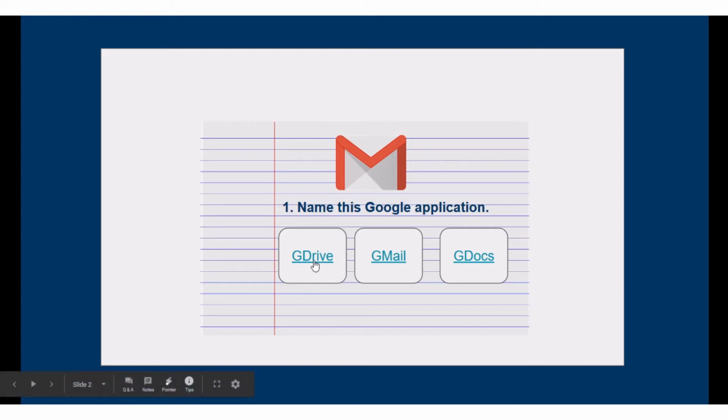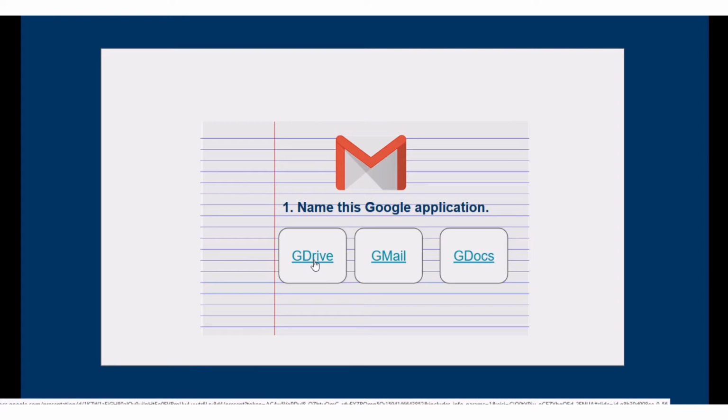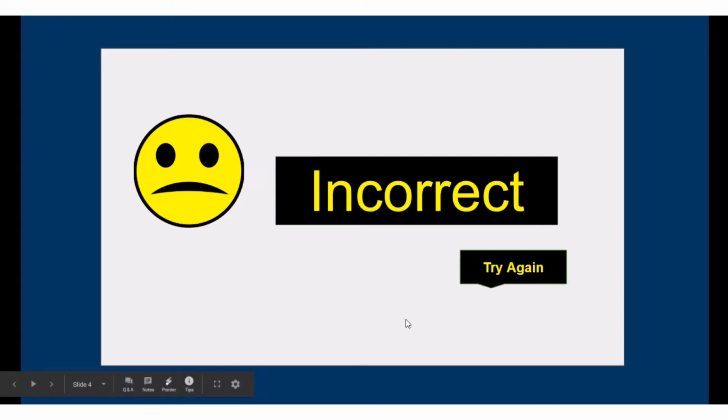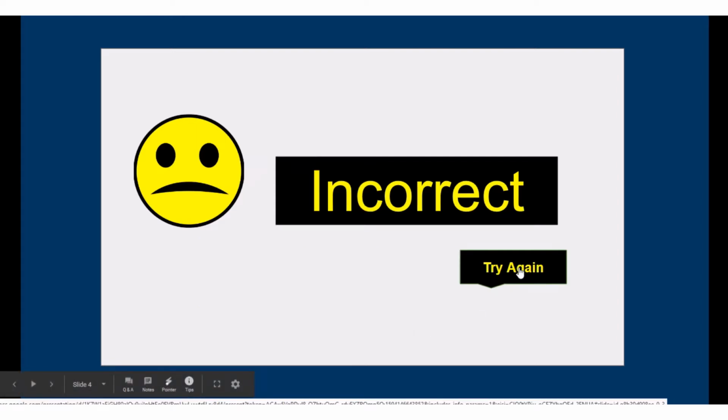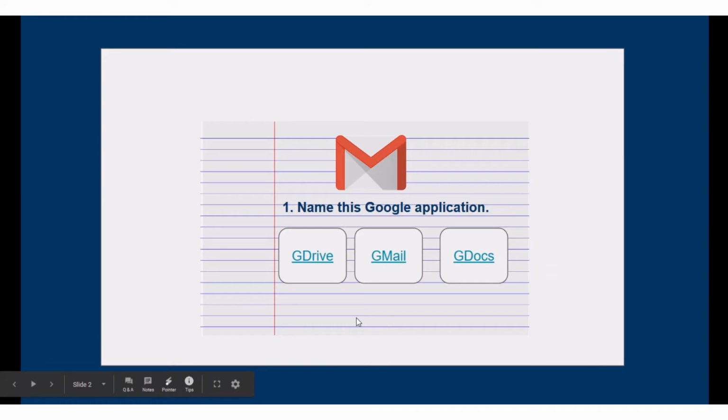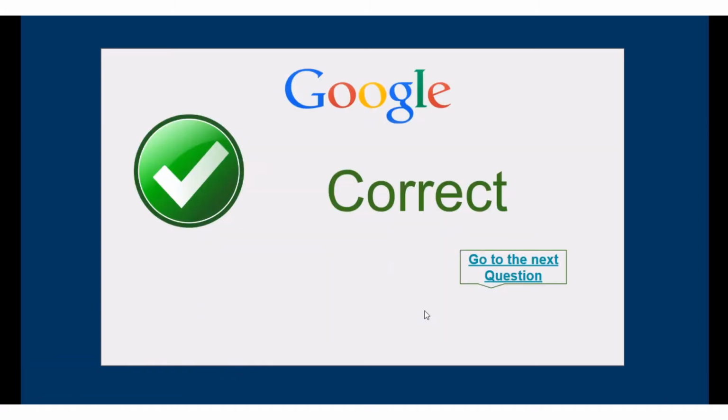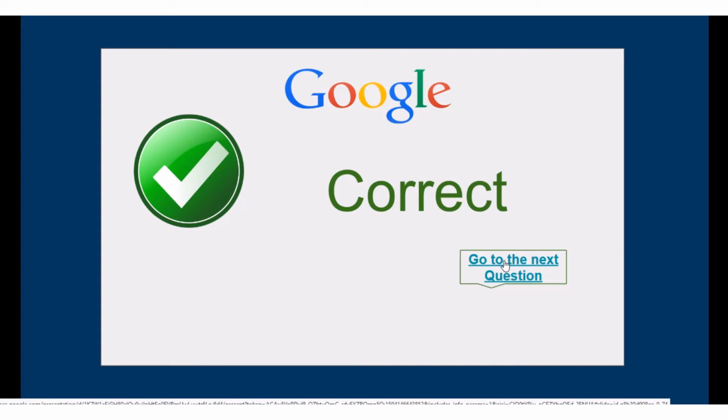So if I click on G Drive, it's going to tell me it's an incorrect answer and try again. So I'm going to click try again. It takes me back to the same question. Now let's see what happens if I click on Gmail, and it tells me it's the correct answer. So I'm going to go to the next question.